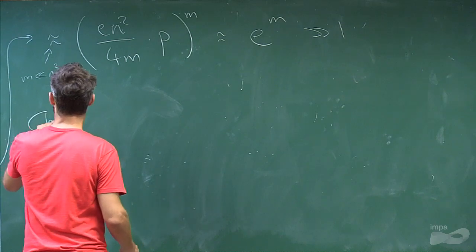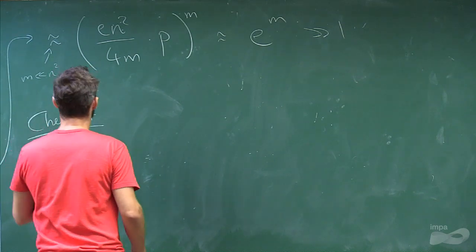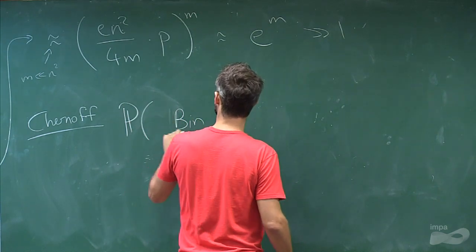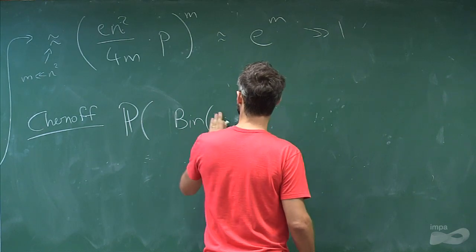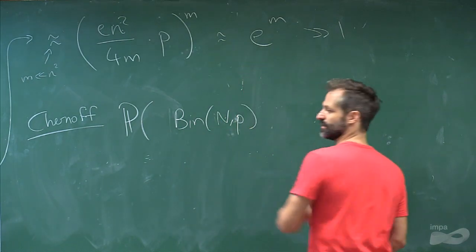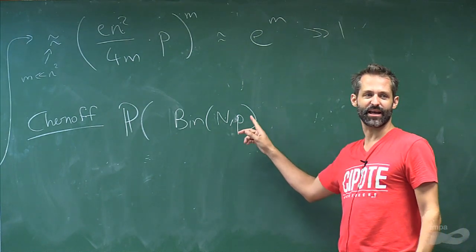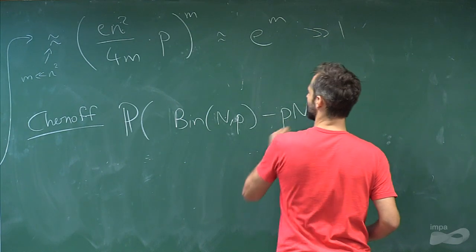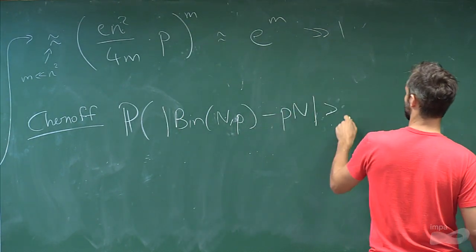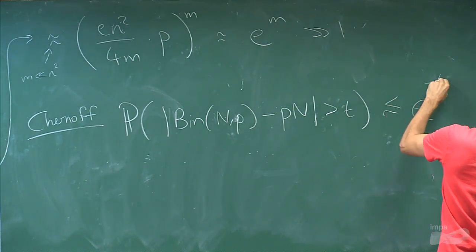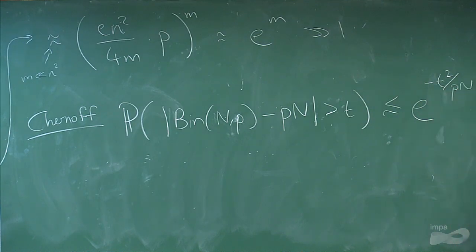So Chernoff. What does Chernoff say? It says the probability that a binomial random variable, maybe I'll call it capital NP, so you do n coin flips with probability p of being heads, minus p times n is bigger than t is roughly e to the minus t squared over p times n. There's probably a constant here, but let's not worry about it. Okay?